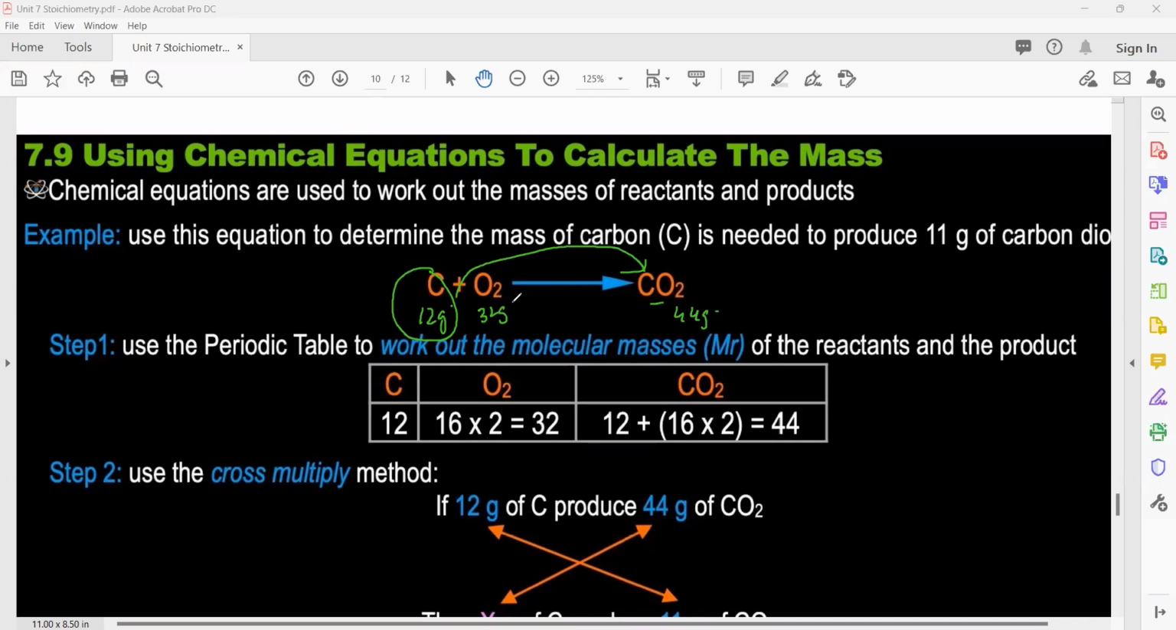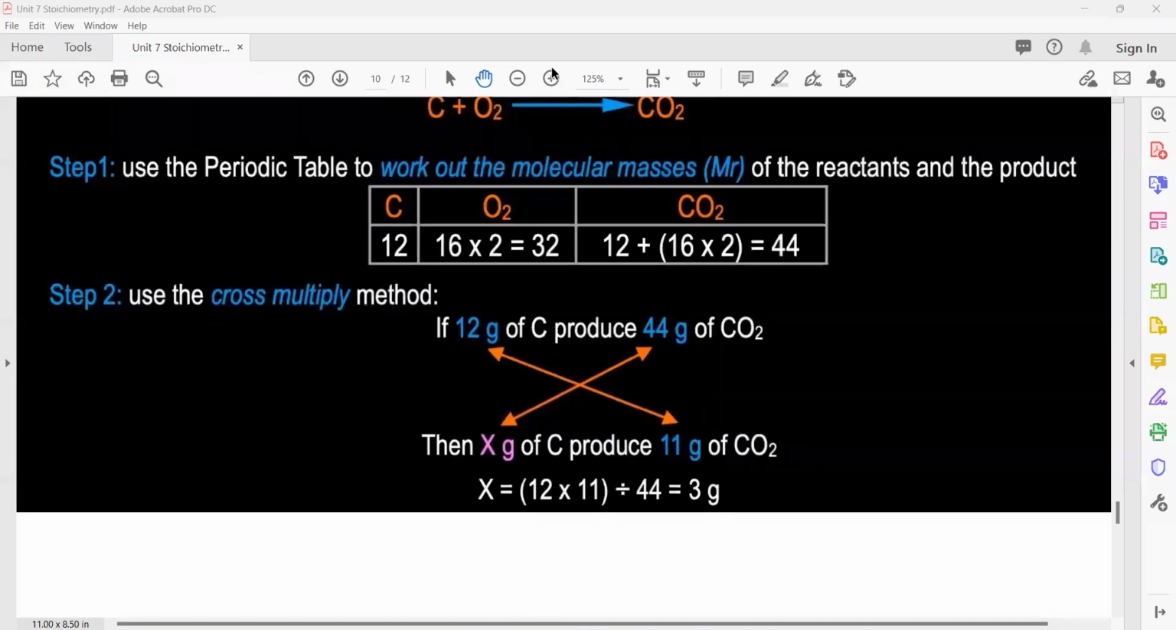Or if you will burn 32 grams of oxygen with carbon, you will get this one. According to the law of conservation of mass, the mass of the reactants must be equal to the mass of the products. You can see here they are giving you 44 total, also 44 total. Now see the equation here: 12 grams of carbon, producing how much carbon dioxide? 44 grams.